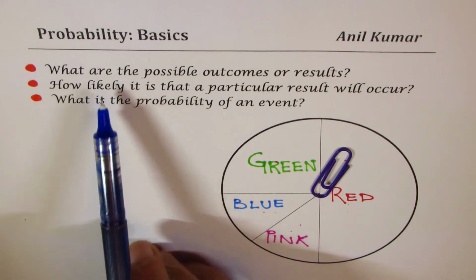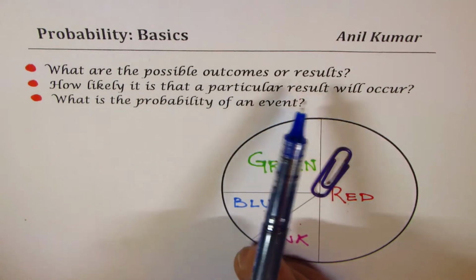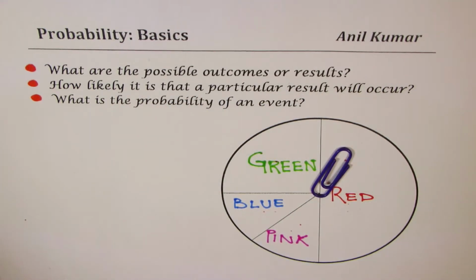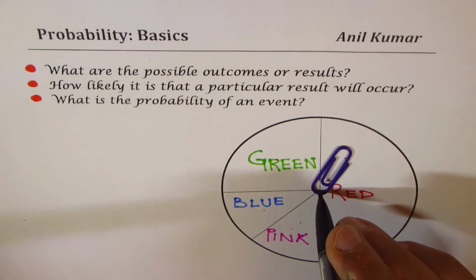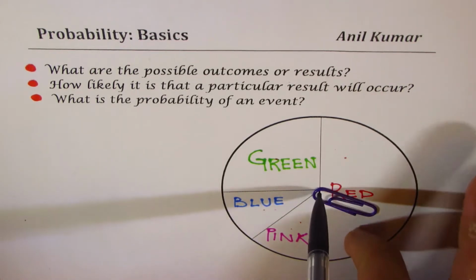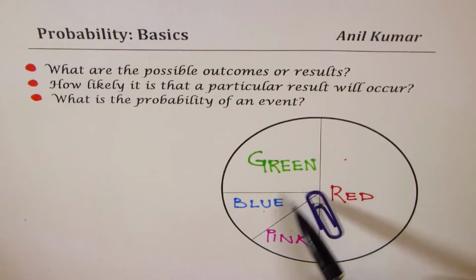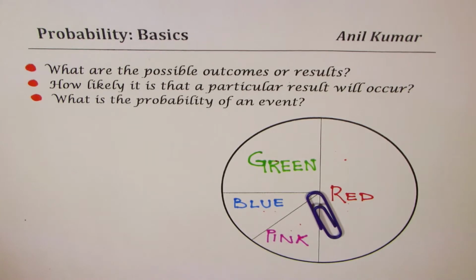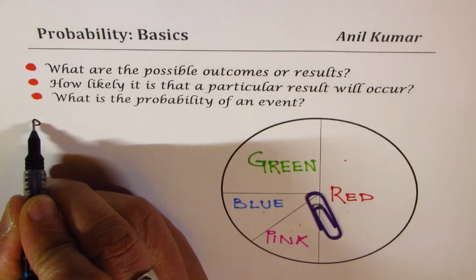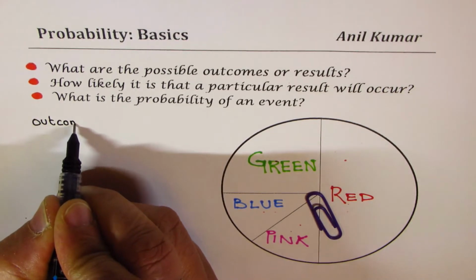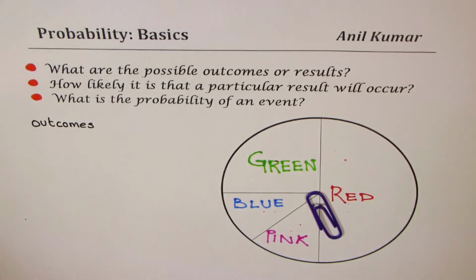First question is, what are the possible outcomes or results? That is to say that if I play this game of spinners, where will it land? Well, it could land on red, green, blue, or pink. So you know what the outcomes are, right? So let's write down the outcomes. Outcomes in this experiment, you may call it a game, right? I'll call it an experiment. We have 1, 2, 3, 4 outcomes.